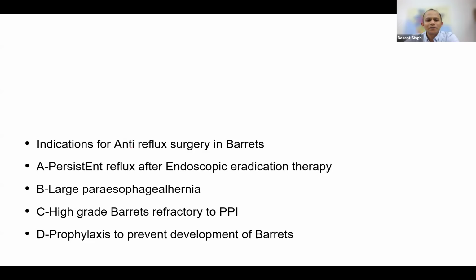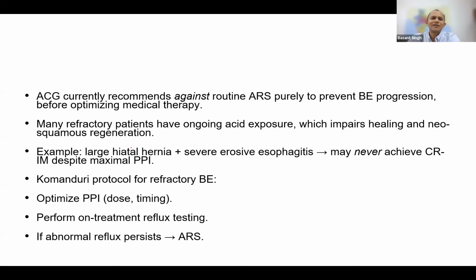But we don't do this surgery to prevent Barrett esophagus. That is not an indication. It's not that your patient has reflux and you want to operate just to prevent Barrett esophagus; that does not make any sense. If you read the American guidelines, they recommend against routine anti-reflux surgery purely to prevent Barrett esophagus progression before optimizing medical therapy.